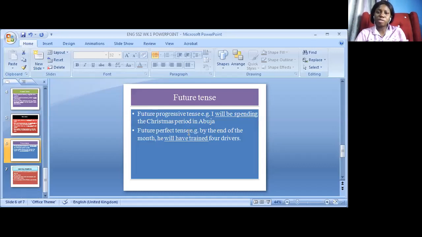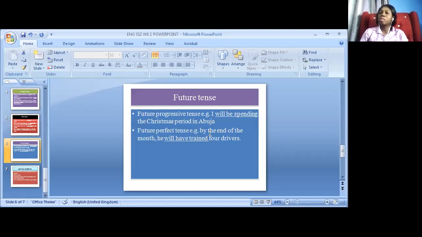The second subdivision, rather, is the future perfect tense. The future perfect tense simply shows that at the end of a particular period, the action would have been completed. At the end of a particular period in the future, the action we're talking about would have been completed.